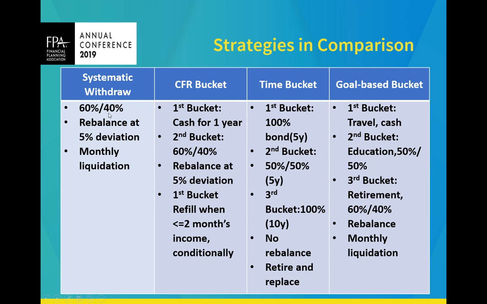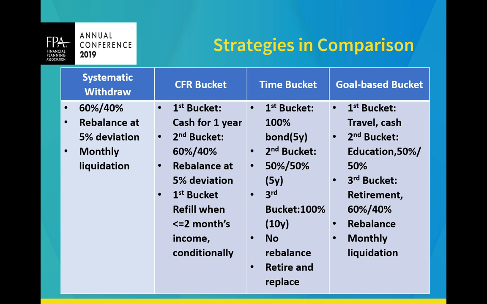Systematic withdrawal, 60-40 portfolio, rebalanced at 5% deviation. We do see monthly rebalancing or monthly liquidation. So when you withdraw, it's a lot of transaction cost, 240 transactions every month involved in this.